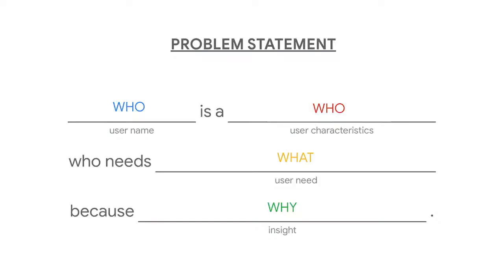Problem statements can be written using a simple formula. Start with the name of the user, add a short description of the user's characteristics, clearly describe the user's need, and explain why the user has that need. In other words, an insight about the user.